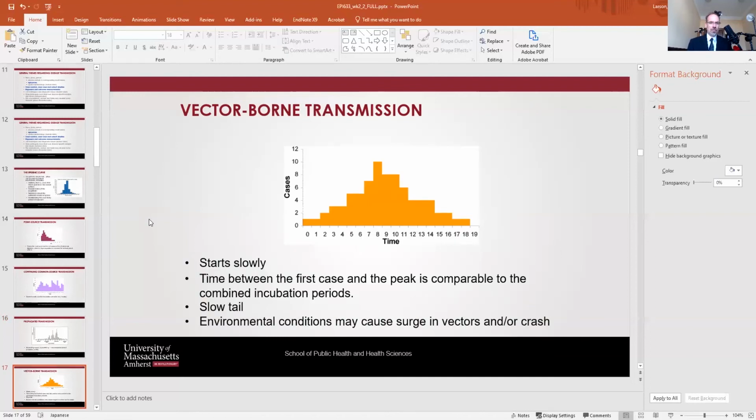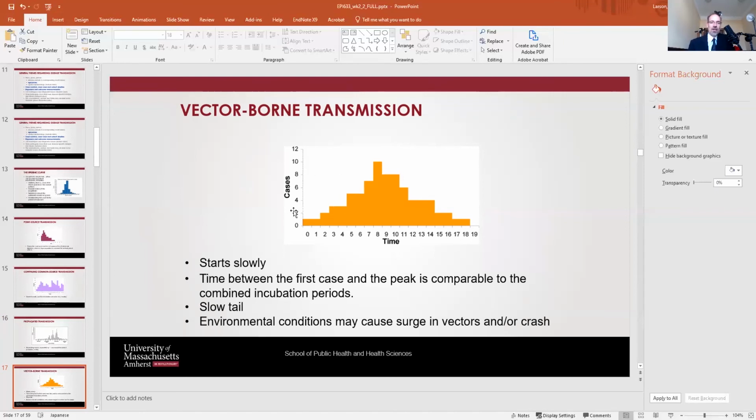Vector-borne transmission starts very slowly, often because the vectors themselves need time to reproduce and access humans, for example, for blood meals for reproduction, and then populations of the vector increase over time. So it can start slowly. Time between first case and the peak is comparable to the combined incubation periods. Slow tail. Drags off. Environmental conditions may cause a surge in vectors into a crash.